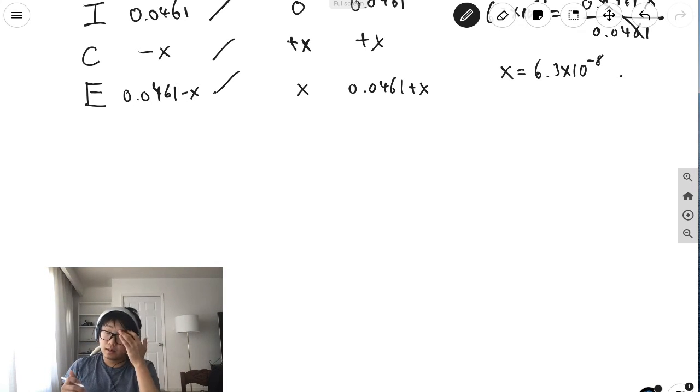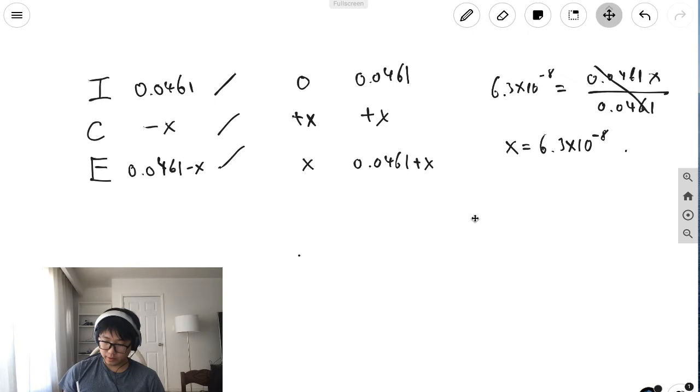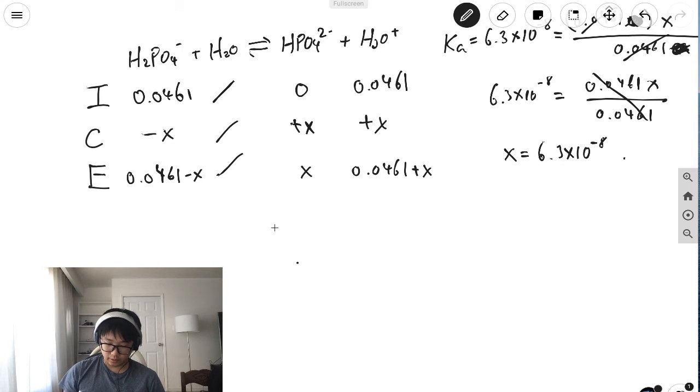Okay, where were we? Let's just wrap this up. Can you see the Ziteboard or no? Yeah? Because I don't see you on here, but as long as you can see it. So the last thing we need to find is this, right? Because they want to find the H2PO4 minus concentration. So that will simply just be 0.0461 minus whatever X we just found.